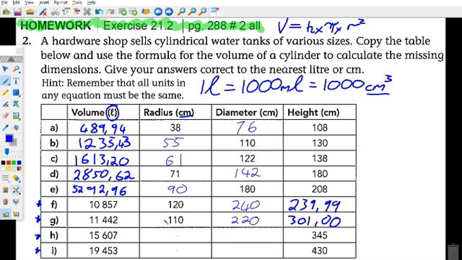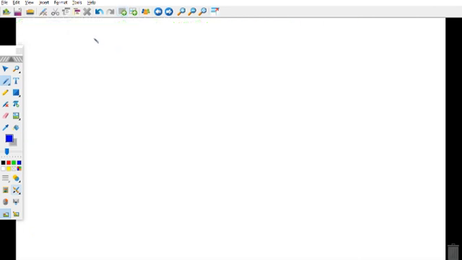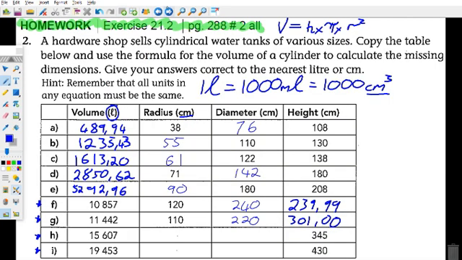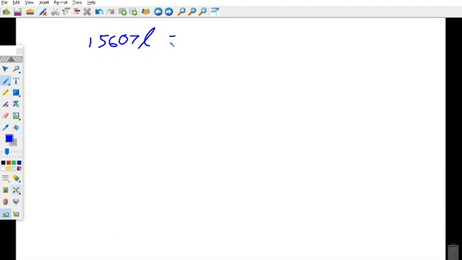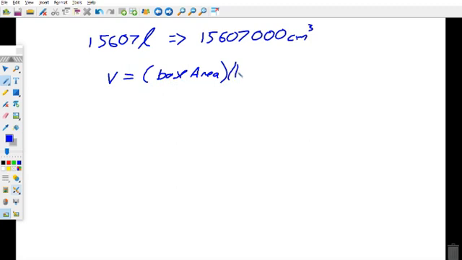Now, to find H and I, we have to do a little bit more maths. So we have to solve what the radius is. I'll do the first example with you. Okay, so it's 15,607 liters. There's the liters there. So to get it to volume, we have to change it. So it's going to become 15,607,000 on the end there, centimeters cubed. So my volume formula is equal to, again, my base area multiplied by my height.